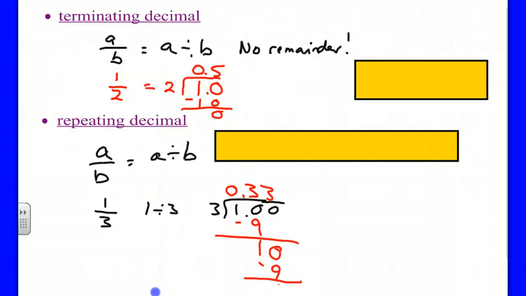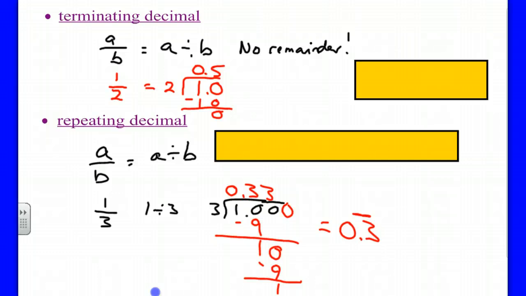And we still have 1. So we could add another 0, and what would we get next? 3 and 3 and 3. Do you see it's repeating? So one way to write this is 0.3 with a repeating bar over the top. There's one number repeating. It's the number 3.